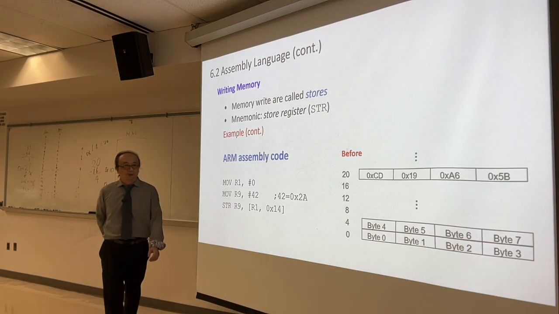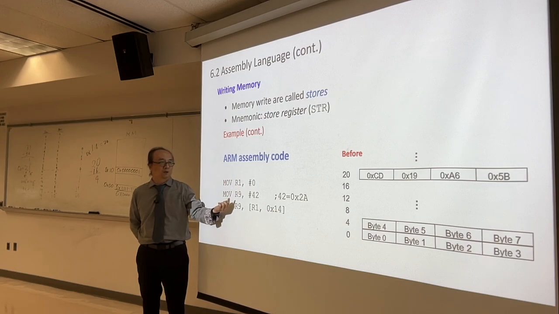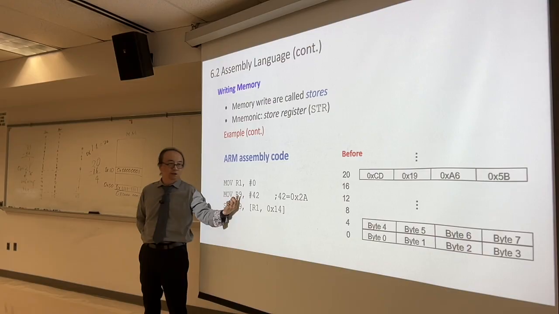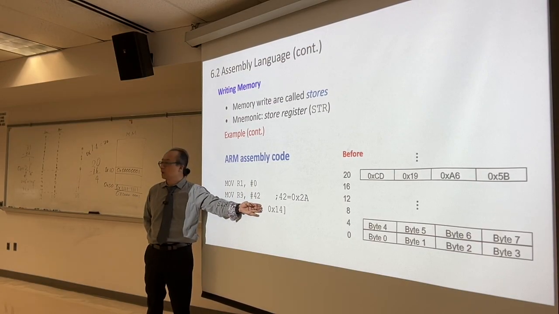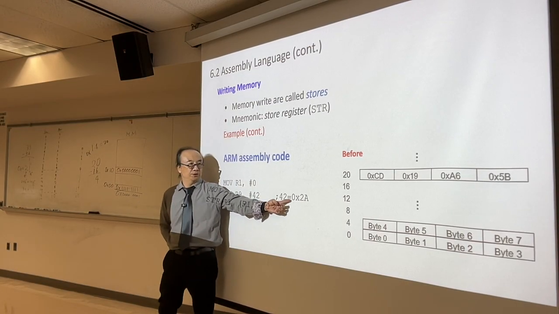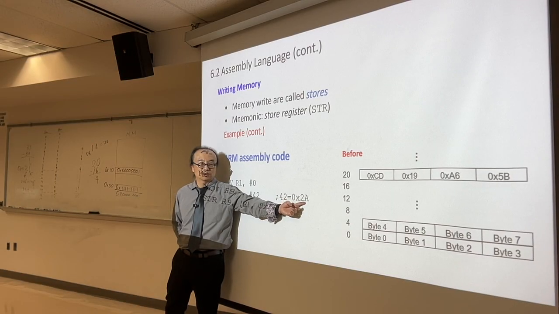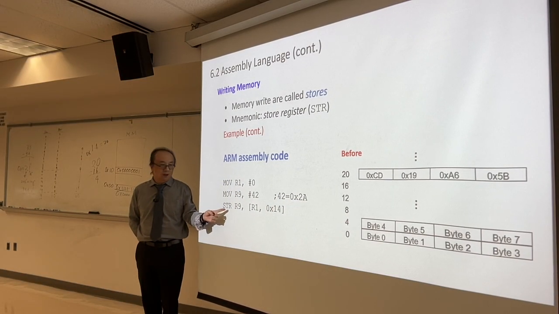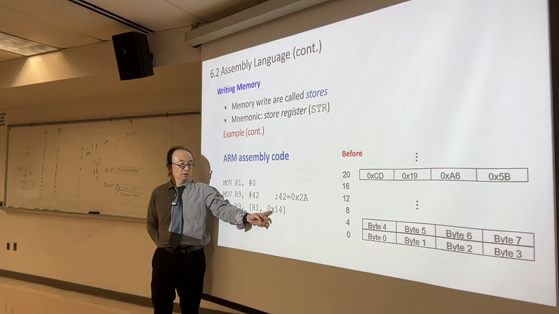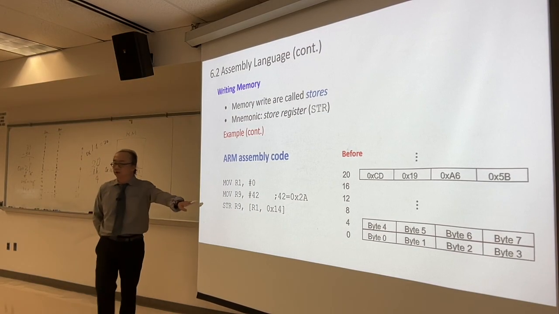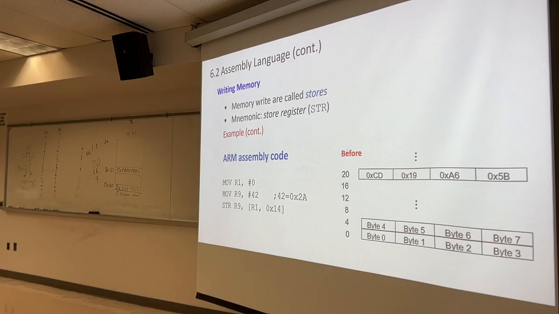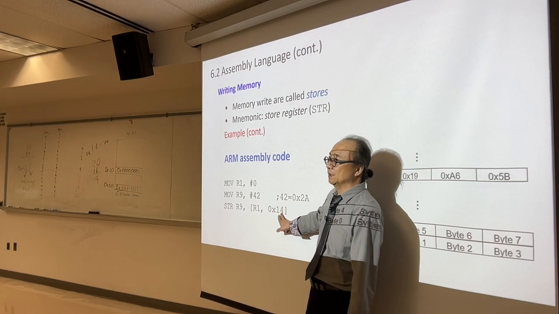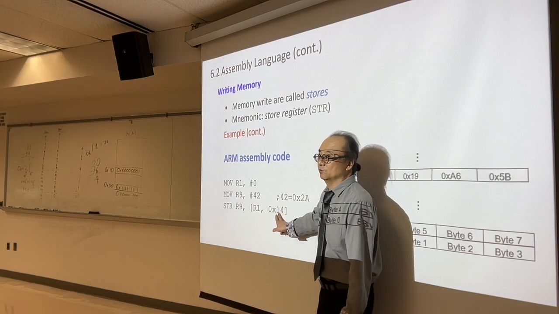Another example. What are we doing in here? We clear R1, and then we move this value into here. So after this, R9 is 42, and 42 in hexadecimal is 2A, so just 42 or 2A. Now, store R9, R1, 0x14. What's the value of R1? 0. We did that. 0 plus 0x14, which is 20.